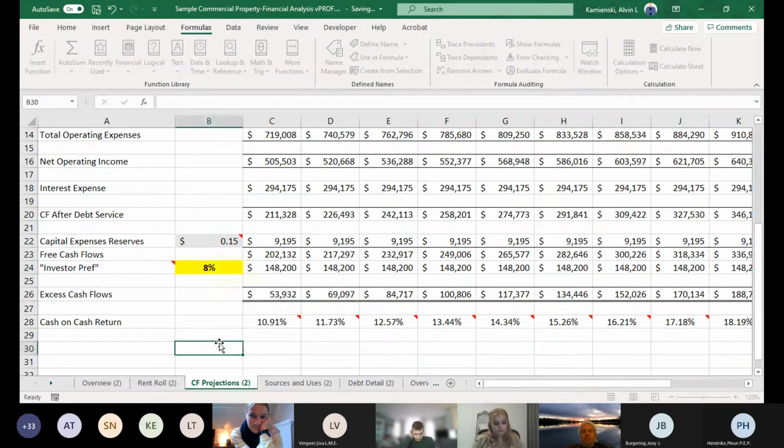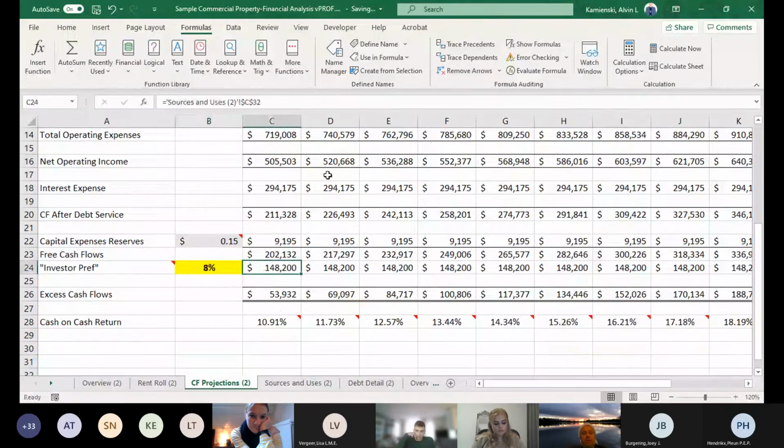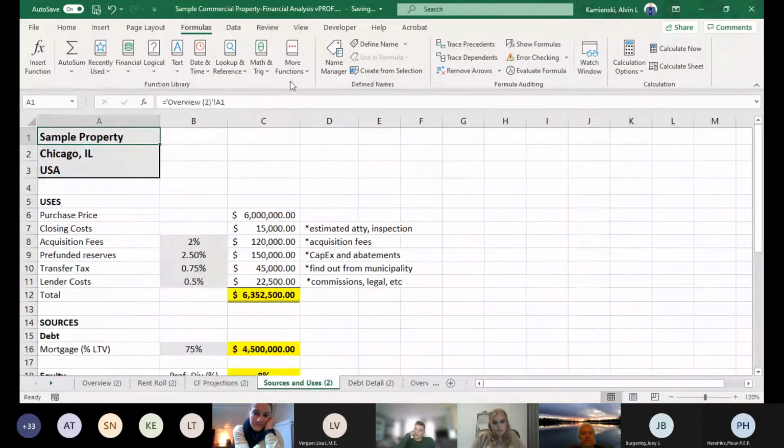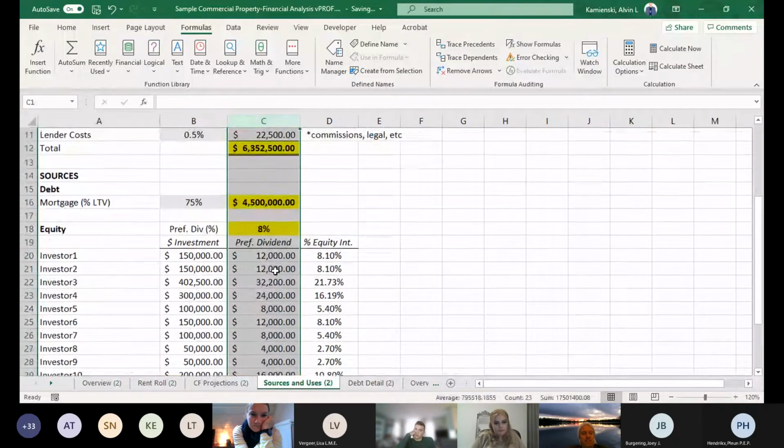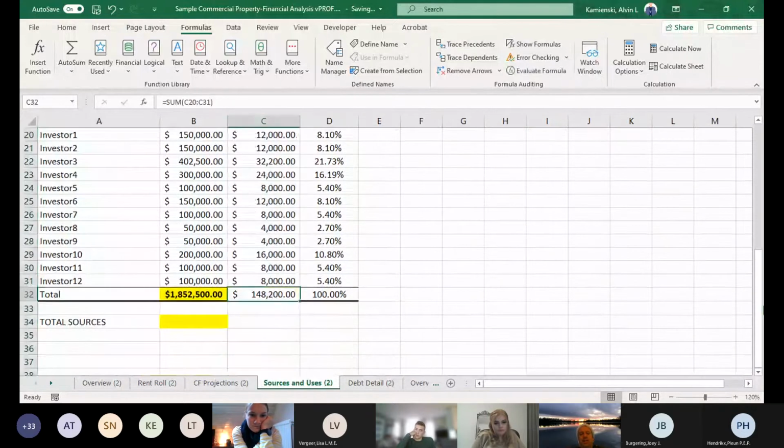The investor pref. It's the amount of money that we're going to pay to them. Where do we get this number from? Well, this is coming from my sources and uses sheet, C32. Let's go hunt that down. C32 tells me I owe $148,200 in payments to my investors.